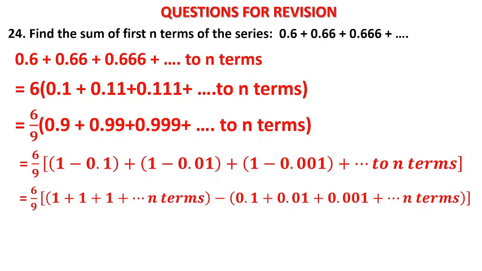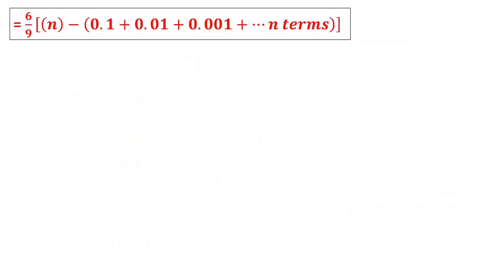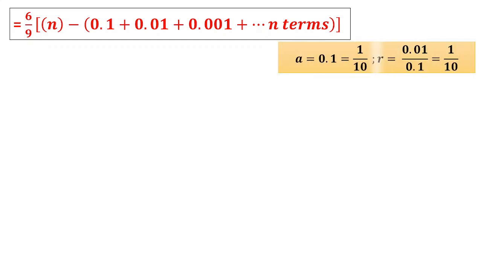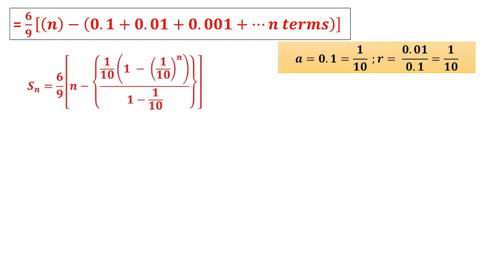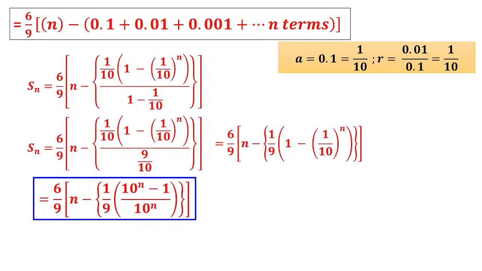Now let me collect all the first terms, that is 1 up to n terms, and collect all the second terms, that is 0.1, 0.01 and so on. The 1 is added n times, therefore it is n. Now the bracket 0.1 plus 0.01 plus 0.001 is a geometric progression where A is 1 by 10 and R is also 1 by 10. So let us apply the formula, that is A into 1 minus R power n by 1 minus R. I am substituting it, and maximum simplification you can leave it here, or otherwise you can bring that 9 inside, take LCM and give the answer.